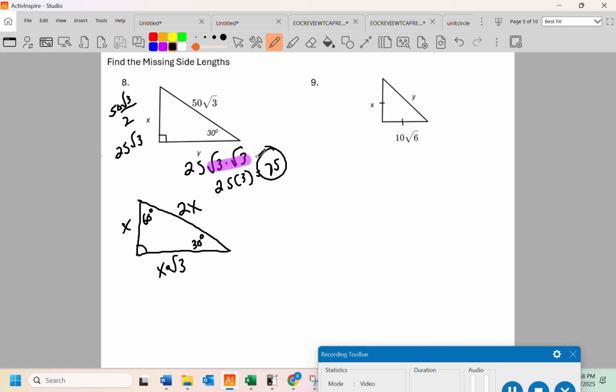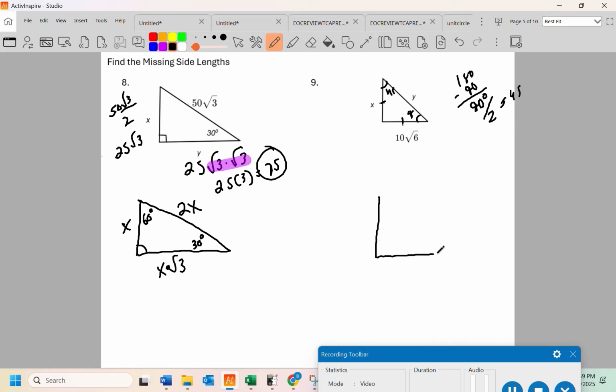Number 9 happens to be a 45, 45, 90. I know that because congruent sides imply congruent angles. And if I do 180 minus the 90 that's given, I'll have 90 degrees. And if I split that in 2 pieces, I get 45s. So this happens to be a 45, 45, 90 using a little bit of logic.